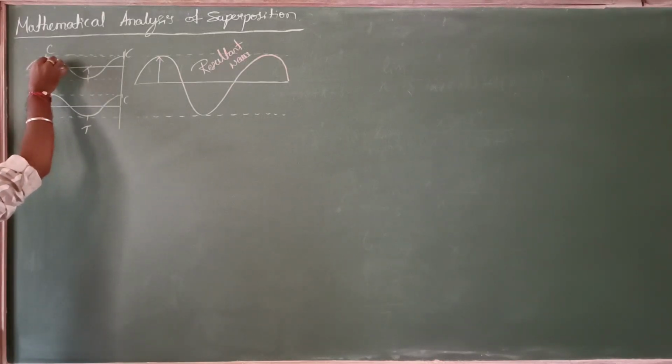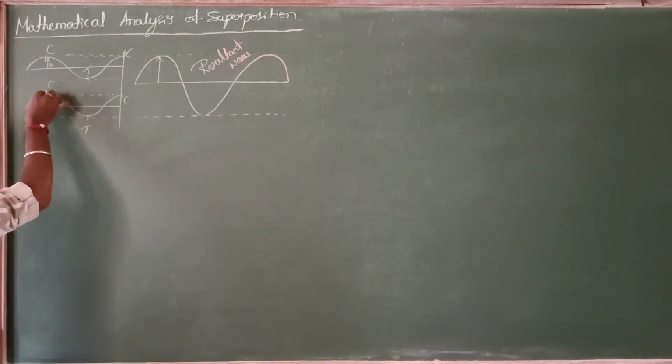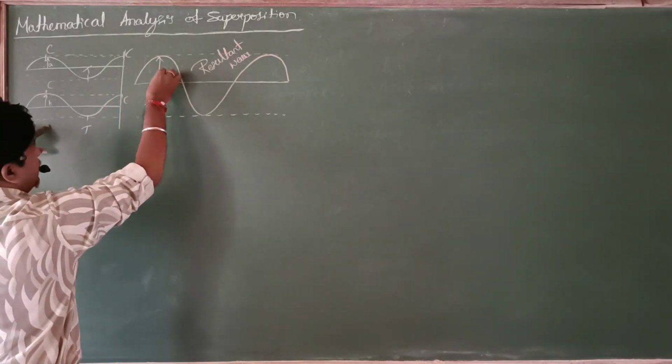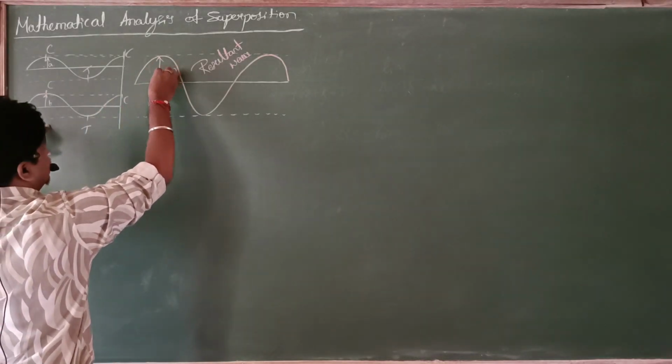The amplitude of this resultant wave is the sum of the amplitudes of these two waves. Let's consider the amplitude of the first wave is A, the amplitude of the second wave is B. Therefore, the resultant wave amplitude is A plus B.